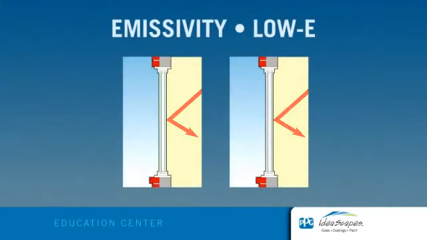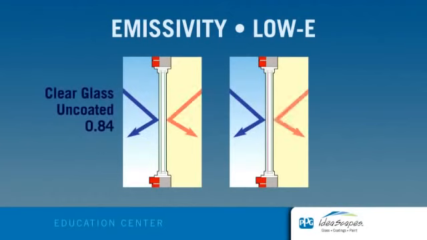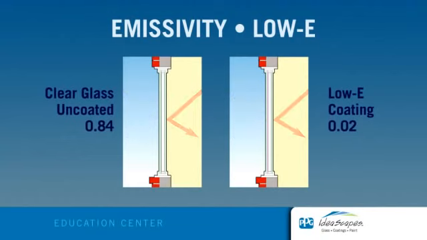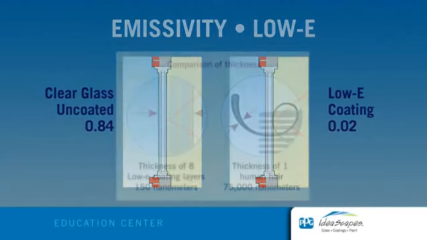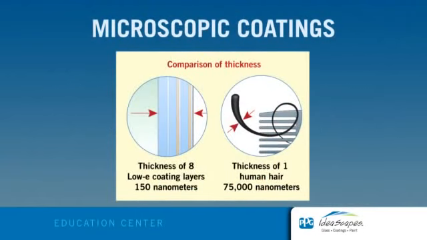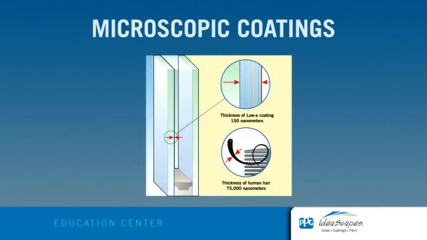For example, uncoated glass has an emissivity of 0.84, while PPG's Solar Control SolarBand 70XL glass has an emissivity of 0.02. This is where low-E glass coatings come into play. Low-E glass has a microscopically thin, transparent coating that reflects long-wave infrared energy or heat. Some low-E coatings also reflect significant amounts of short-wave solar infrared energy, but we'll get to that later.